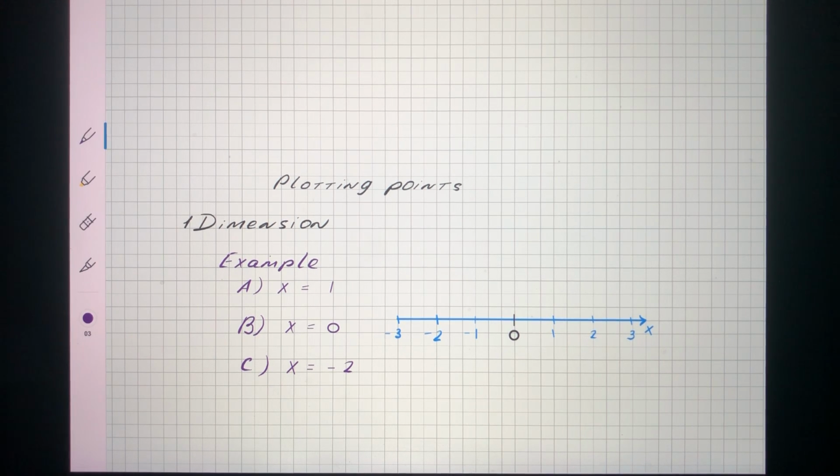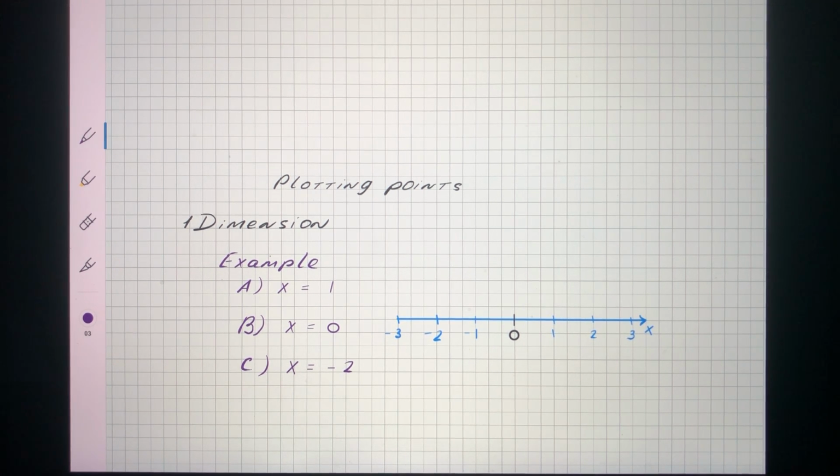Hello, this video note is about plotting points. In mathematics, we often have to make sketches in one dimension, two dimensions, or three dimensions, and that requires a grid. So let us quickly remind ourselves how to make those plots.